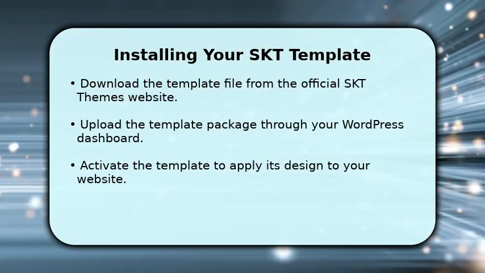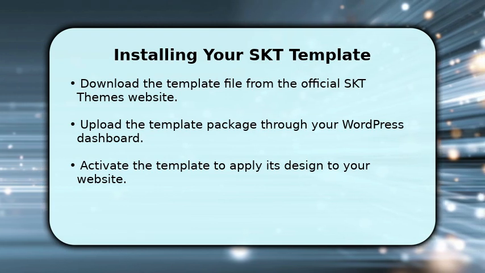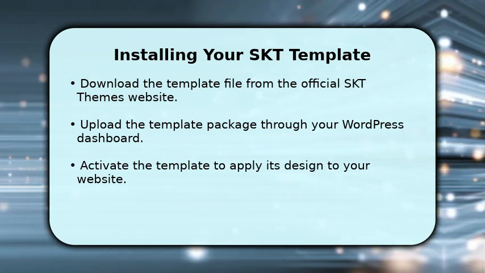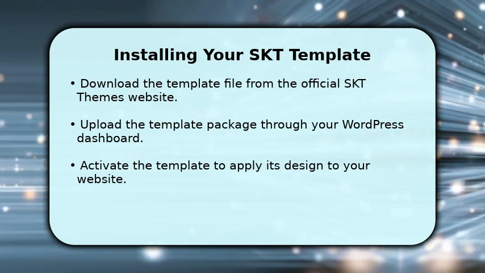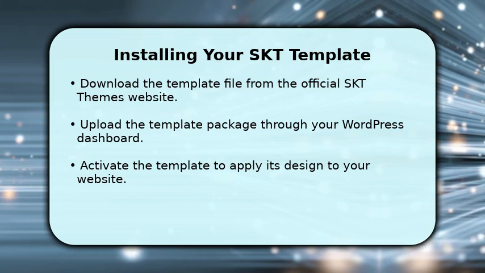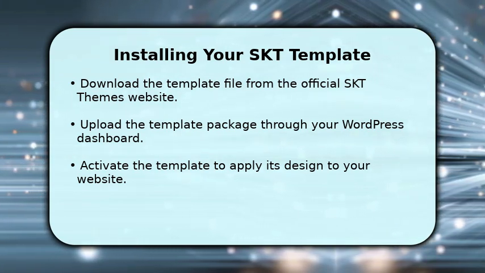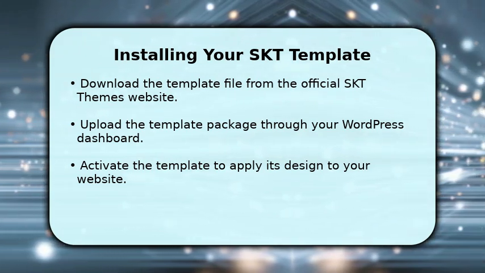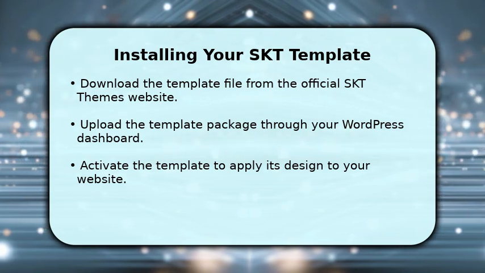Now, let's get your SKT template installed. First, download the template file from the SKT Themes website. Next, navigate to your WordPress dashboard, go to Appearance, then Themes, and click Add New to upload your downloaded file. Once uploaded, activate the template to apply its design. Remember to install any recommended plugins. They often unlock the template's full potential and features, making your site even more robust.